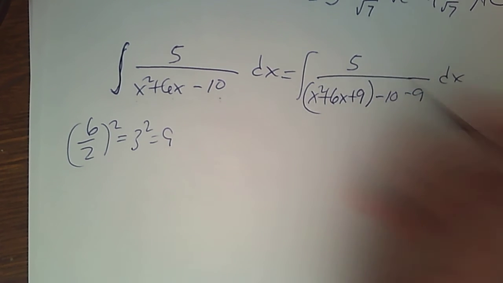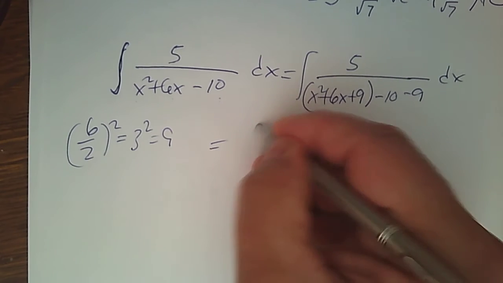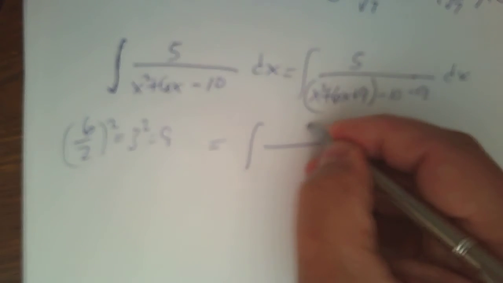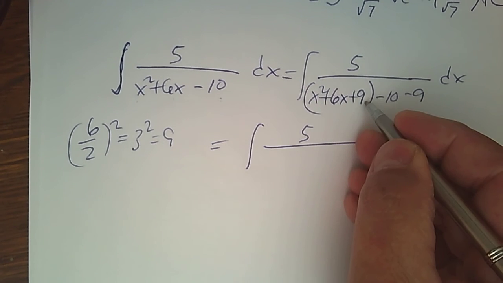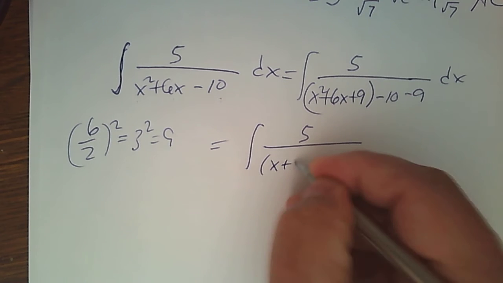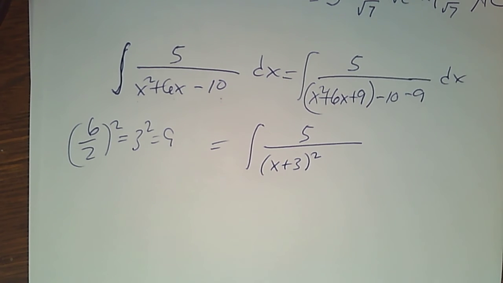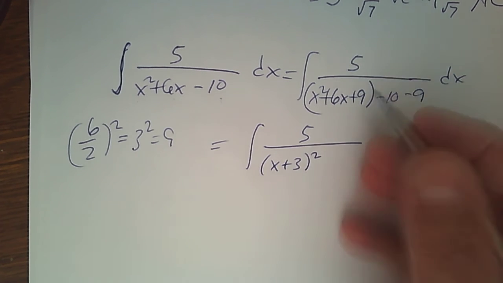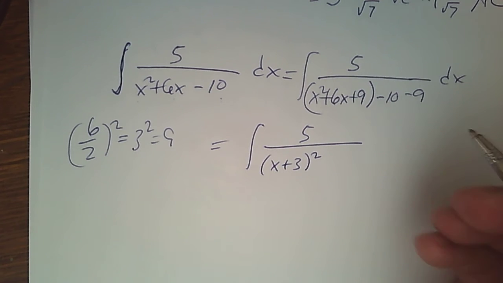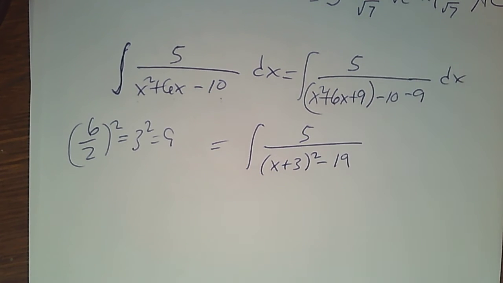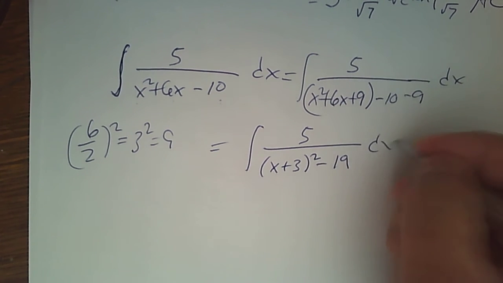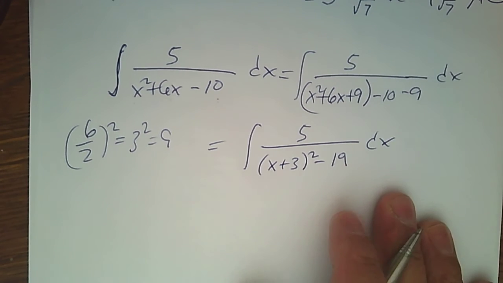Then I'm going to combine like terms and factor. So x squared plus 6x plus 9, if you factor it, that's 3 and 3. So 3 times 3 is 9, 3 plus 3 is 6. It's (x plus 3) squared if you factored it. Then negative 10 and negative 9 is negative 19. And now it's in the form where you can integrate it.